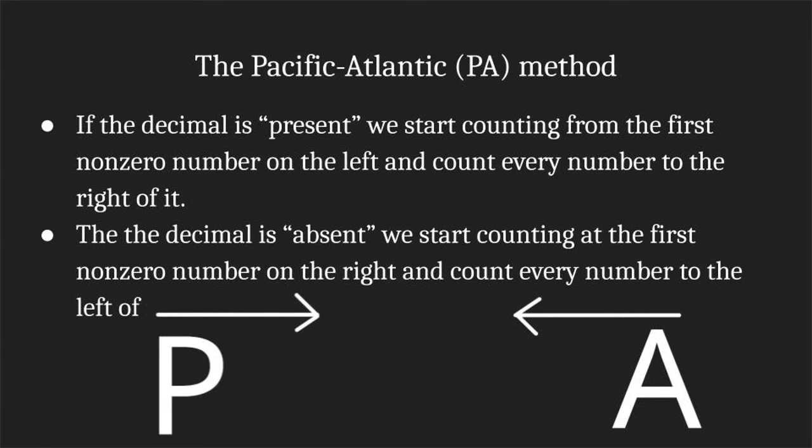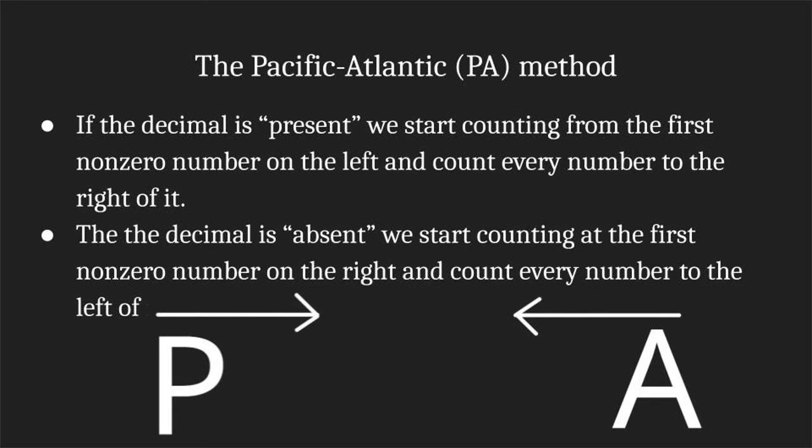So, rather than memorize all these rules, we often use the PA or Pacific Atlantic method to help us determine the amount of sig figs. If the decimal is present, we start counting from the first non-zero number on the left and count every number to the right of it. And if the decimal is absent, we start counting at the first non-zero number on the right and then count every number to the left of it.